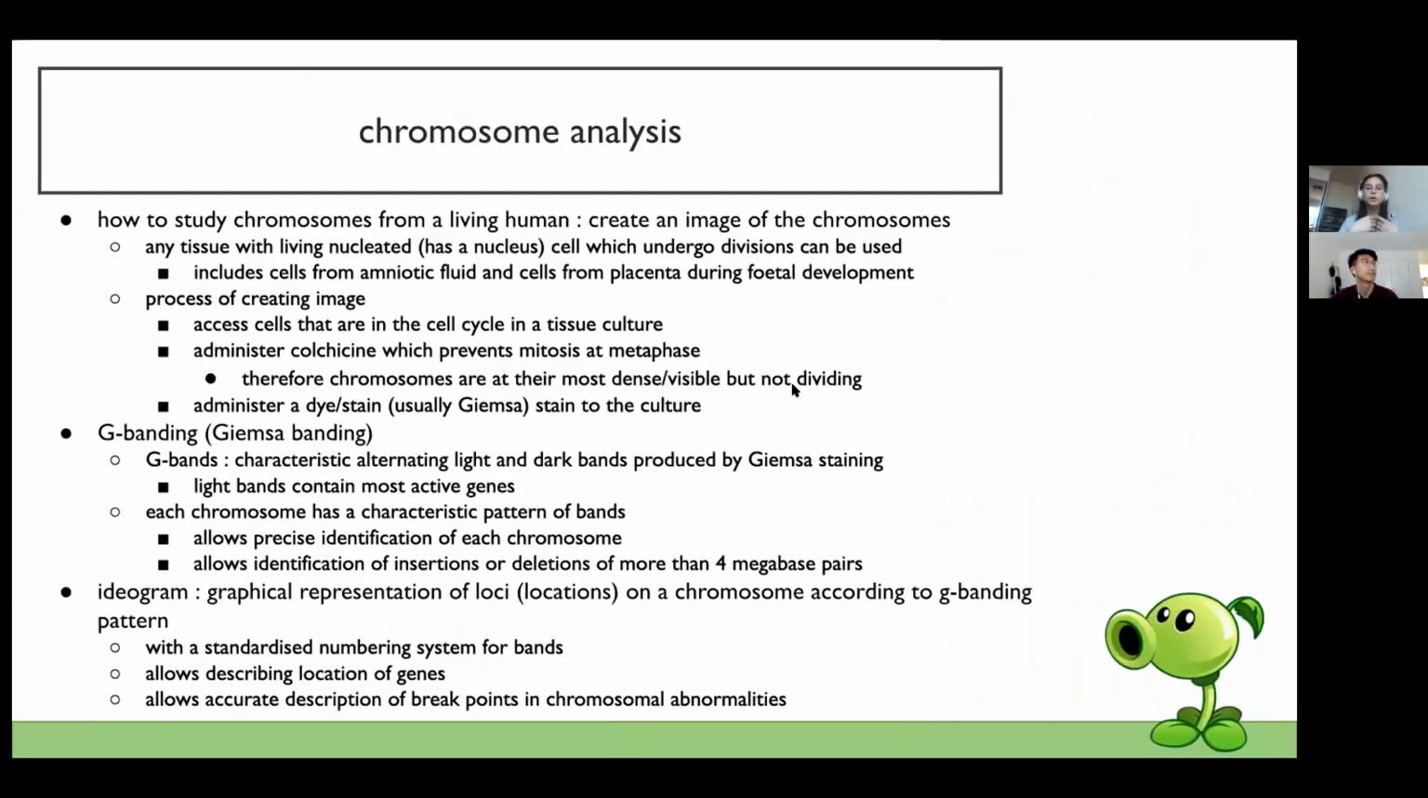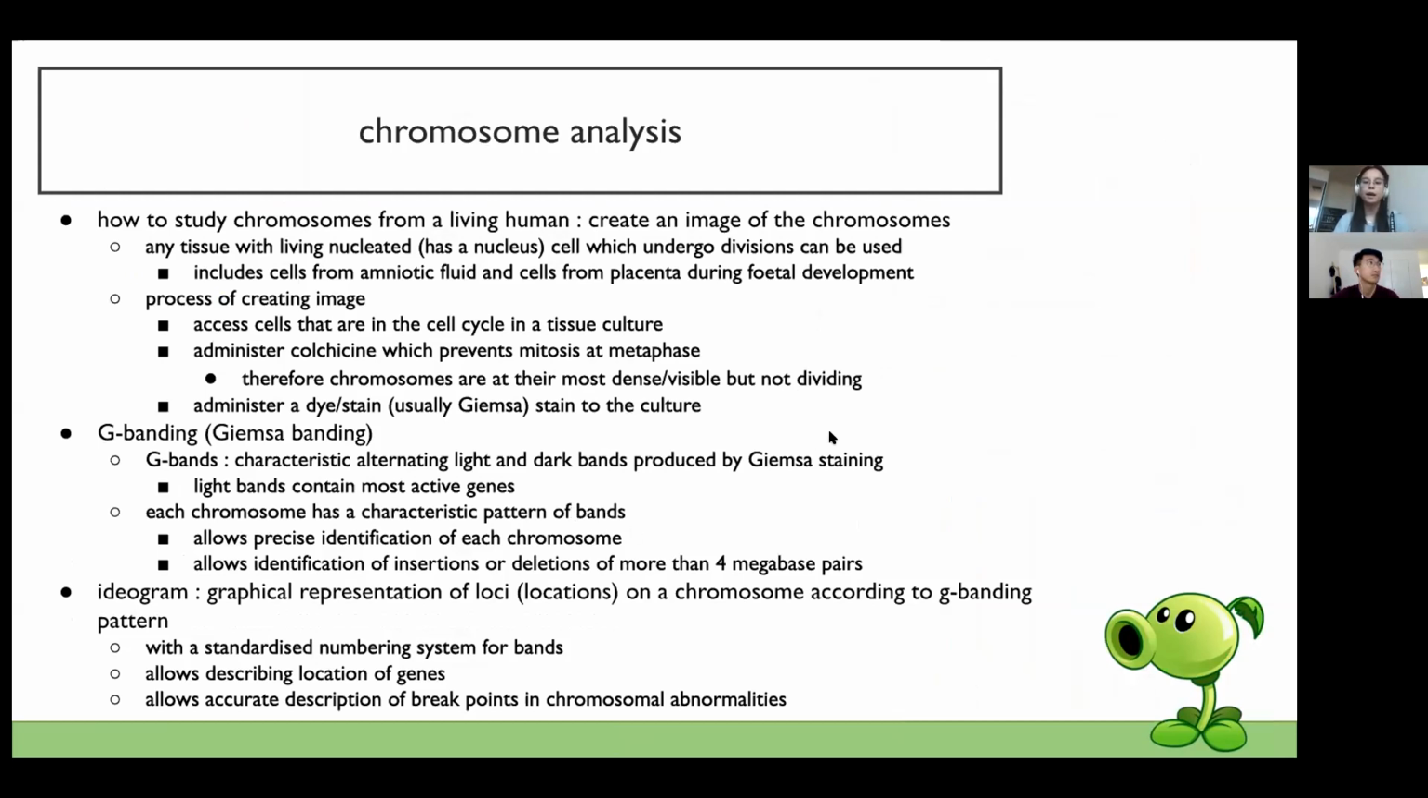All right, so how do you study chromosomes? Basically, you take a cell that is in the middle of dividing, and at prophase, which is when the chromosomes are at their most dense, you inject a chemical called colchicine, which is going to prevent the cell from dividing further. So you stop the cell at the moment when the chromosomes are the most dense and most visible, so that you can see where the chromosomes are.